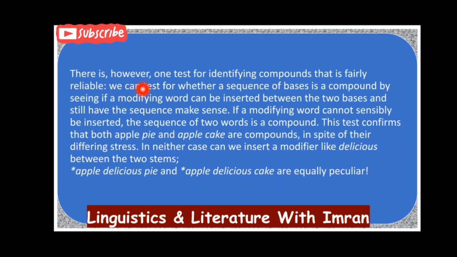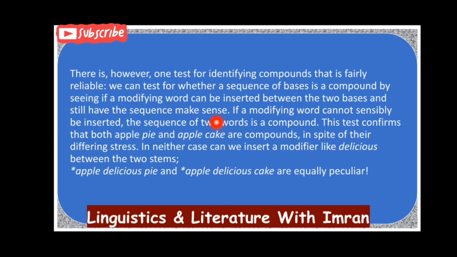There is, however, one test for identifying compound that is fairly reliable. We can test for whether a sequence of bases is a compound by seeing if a modifying word can be inserted between the two bases and still have the sequence make sense. So we have a test. You can identify whether a sequence of words, 2 or 3, is compound or not. You should put a modifying word like an adjective or adverb between these sequences.